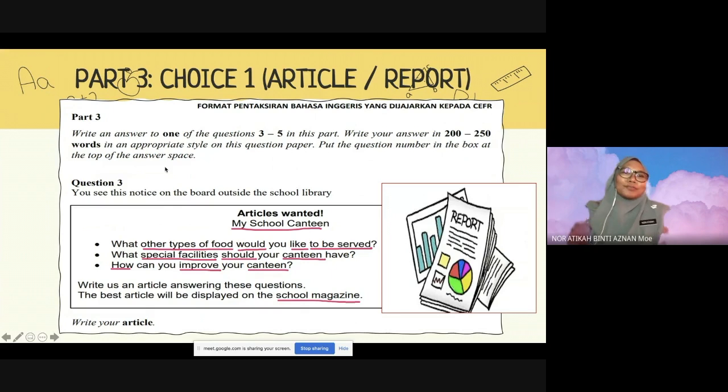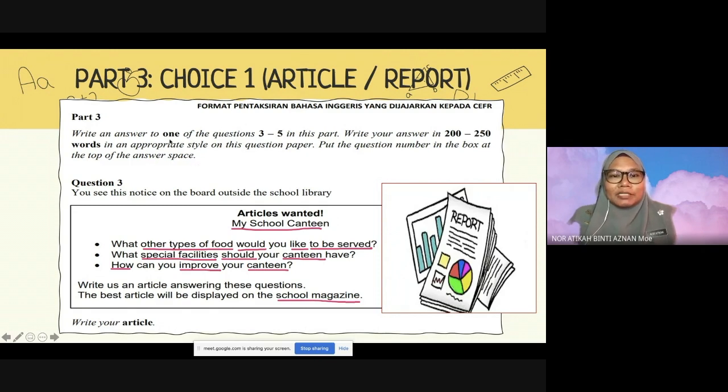Okay, moving on to part 3. There are 3 choices. For choice number 1, write an answer to one of the questions 3 to 5 in this part. Write your answer in 200 to 250 words in an appropriate style on this question paper. Put the question number in the box at the top of the answer space.